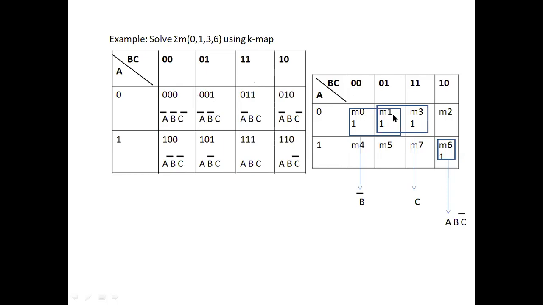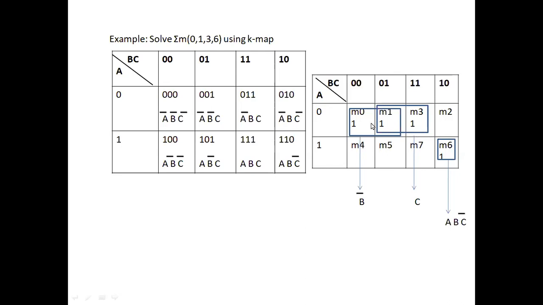See this, M0, M1, M3, M6 are given in the equation. So you have to mark them as 1. The remaining cells are zeros. The remaining cells, that is M2, M4, M5, M7 are not given, so the cell values are zeros.